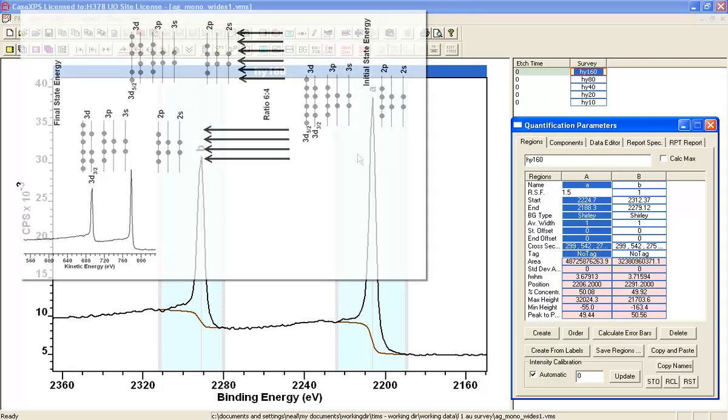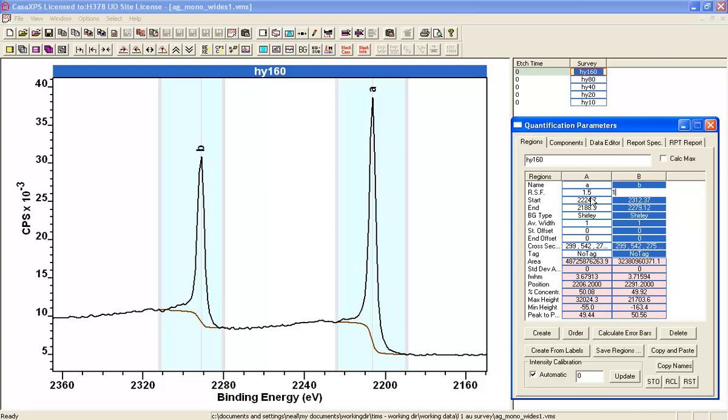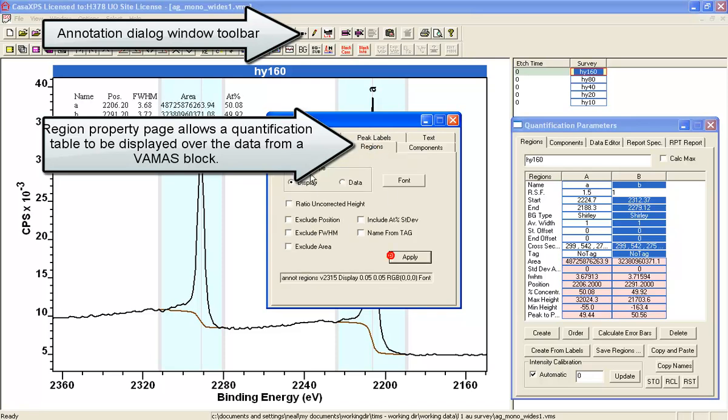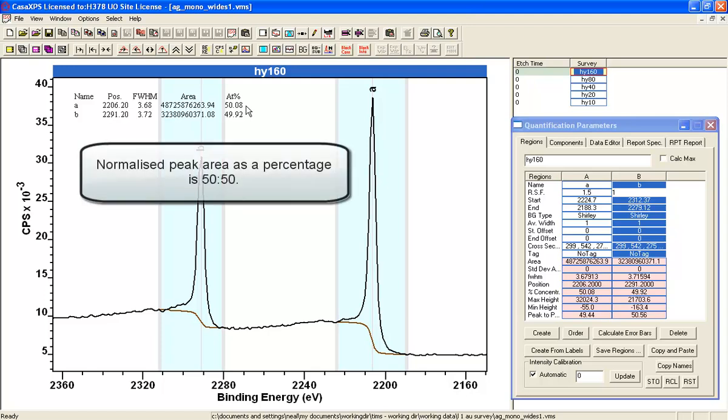And that's exactly what, if I scale the intensities by a relative sensitivity relative to B of 1.5, then the percent concentration, which I can also see here if I put up a quantification table over the data, you can see that when I scale according to the physical processes that I understand associated with these peaks, I do indeed get the same amount. That's 50-50 in terms of the scaled area.